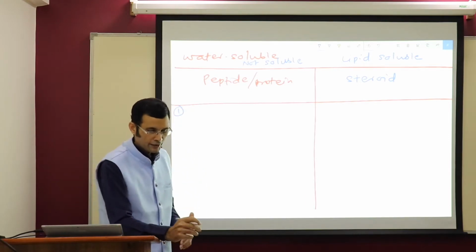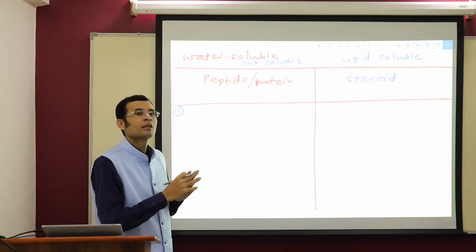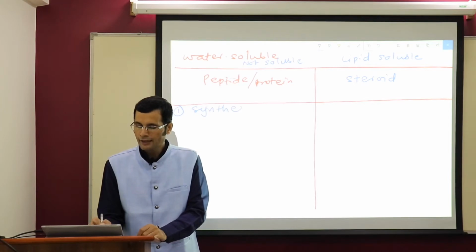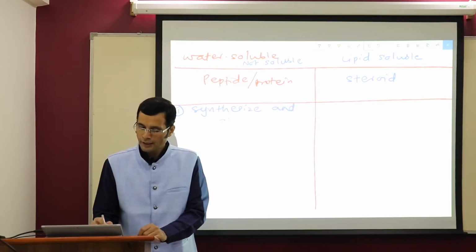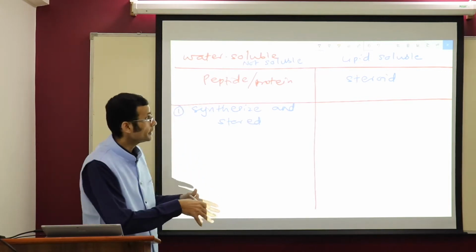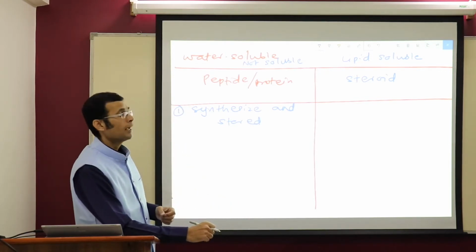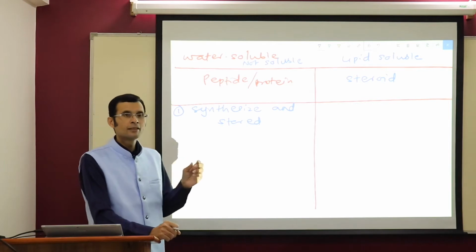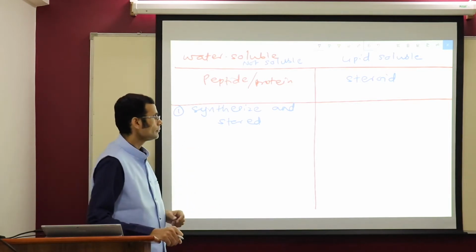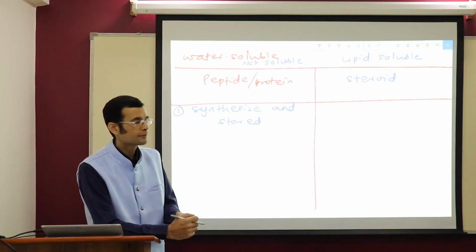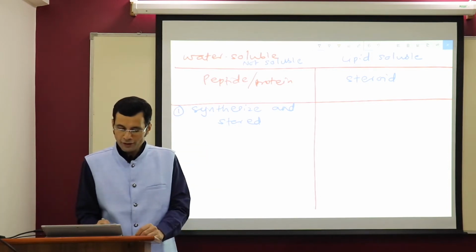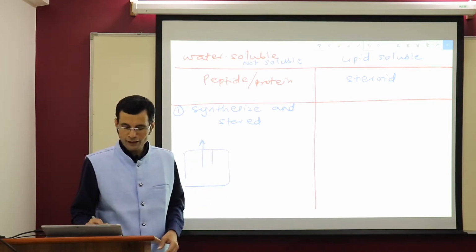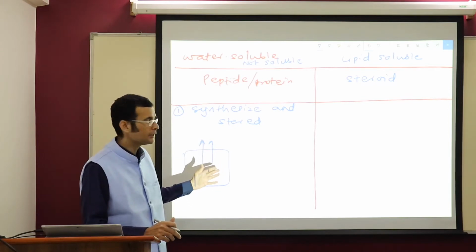Let's start and understand this comparison. First point is that the peptide and protein hormones are synthesized and stored in those particular glands, and only when a stimulus arrives are they secreted. This is called stimulus secretion coupling. Why does it happen like this? It's because they are stored inside the cells which have synthesized them, and since they cannot cross the lipid bilayer and come out of the cell easily, they can be stored.